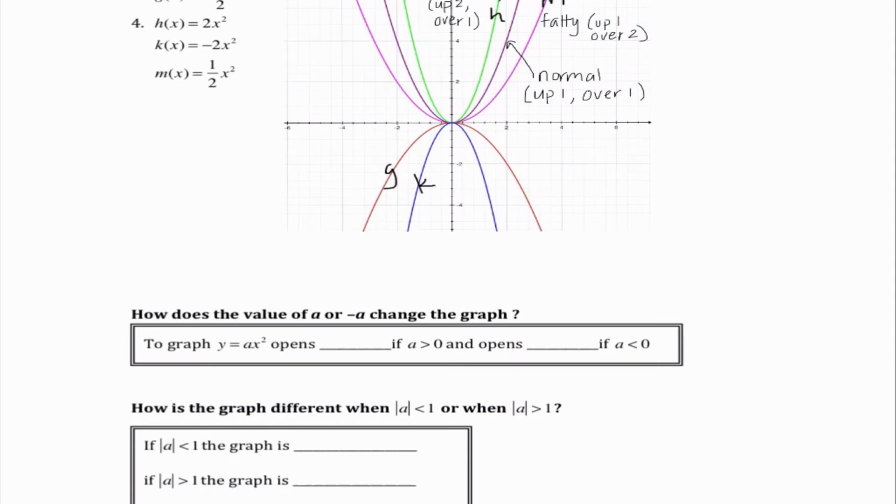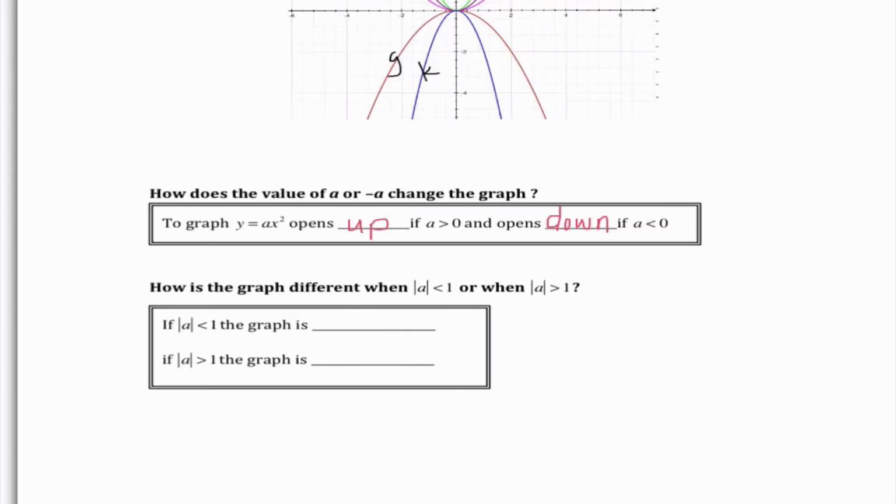So when we graphed, we needed to figure out how the value of a or negative a changes the graph. And we saw it opened up if a was positive, and it opened down if a was negative. The other thing we determined was that when the absolute value of a was less than 1, the graph was fatter. And when the absolute value of a was greater than 1, that is when the graph was skinny.